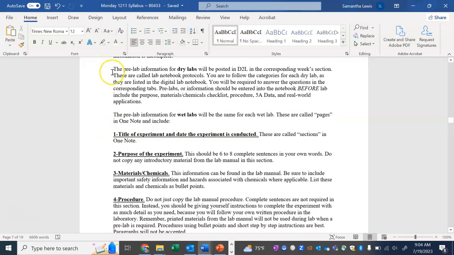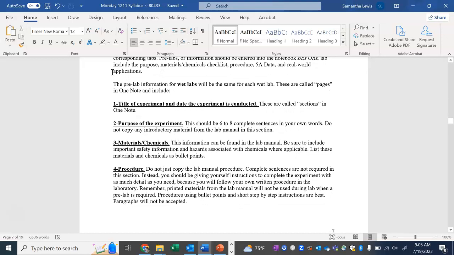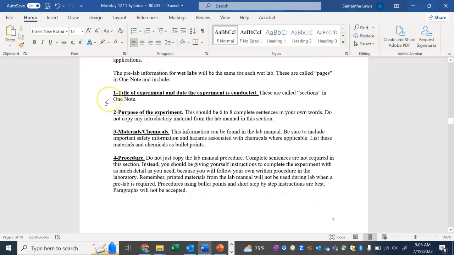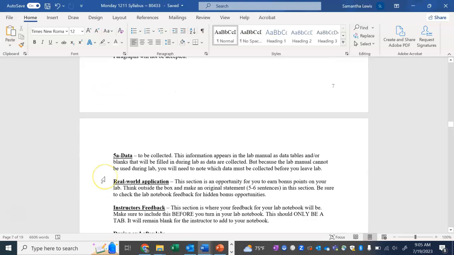So the pre-lab information for dry labs is going to be posted in D2L, and they're going to be called lab notebook protocols. Okay, you're going to follow each category for each dry lab. They're listed in the digital lab notebook, and you're going to be required to answer all the questions before. Now, pre-labs are the information entered into the notebook before lab, and that's when you turn it in. That's going to include your purpose, your materials or your chemicals checklist, your procedure, your 5A data, and your real-world application. This explains what all of those things are, okay?